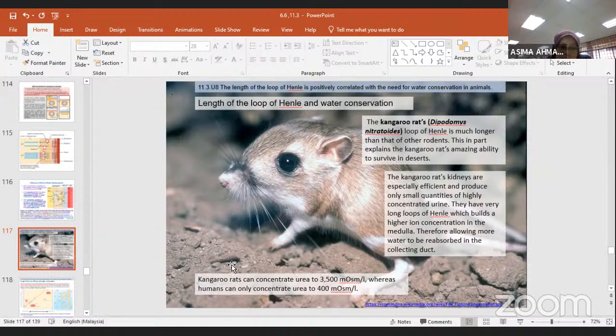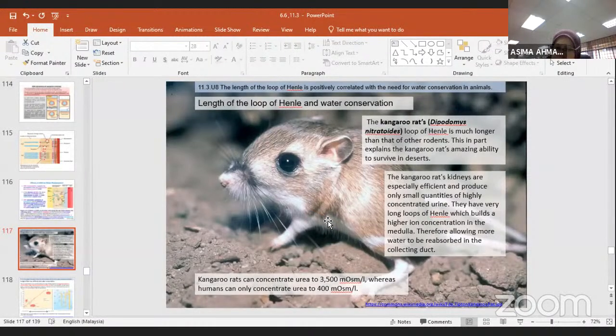All right. So kangaroo rats can concentrate urea to 3,500 milliosmol per liter, compared to humans who can only concentrate urea to 400 milliosmol per liter. Maksudnya dia lagi greater lah, lagi efficient in conserving water. Faham? And this is very much needed in their habitat.